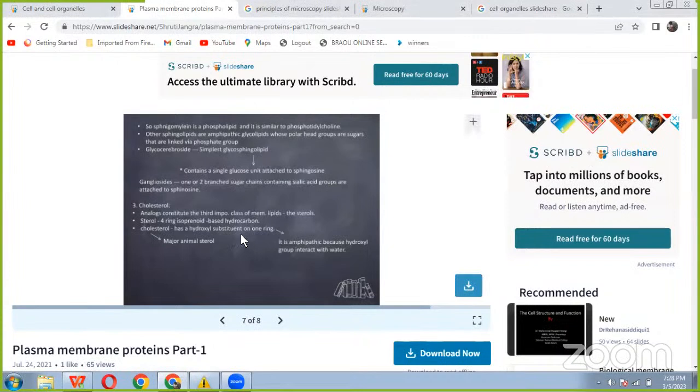Next one, cholesterol. Cholesterol belongs to the third of the membrane lipids, the sterols, which are four-ring hydrocarbons. Cholesterol has a hydroxyl substituent on one ring. It is the major animal sterol. It is amphipathic because the hydroxyl group mainly interacts with water. Glycogen is the main reserve material, especially glucose, which can be converted into glycogen.